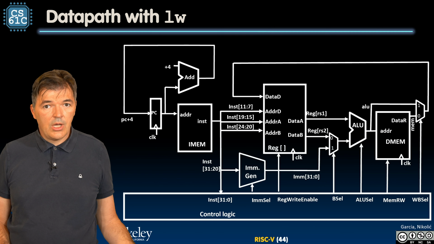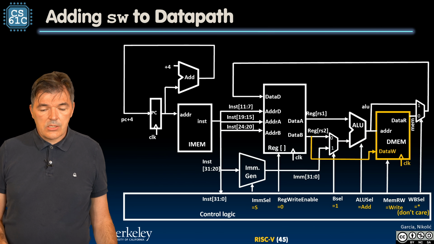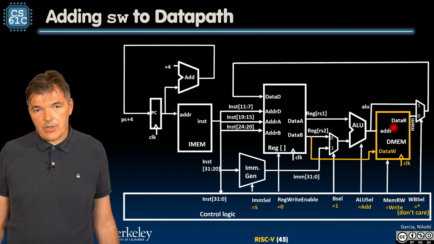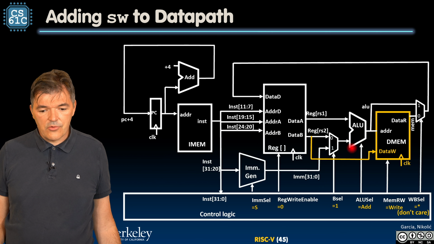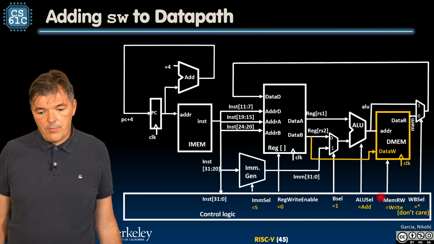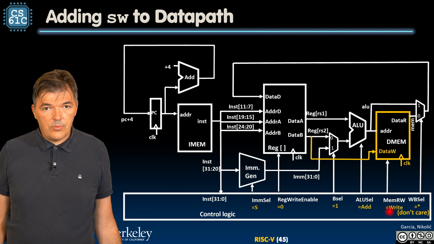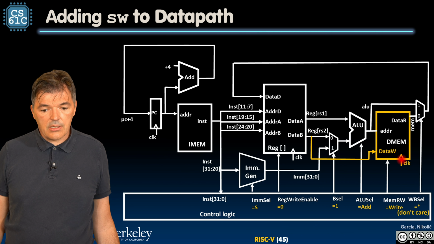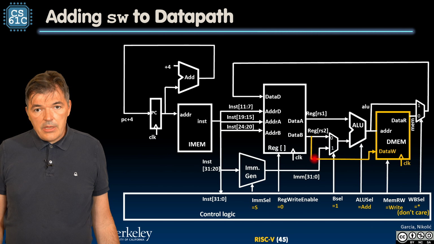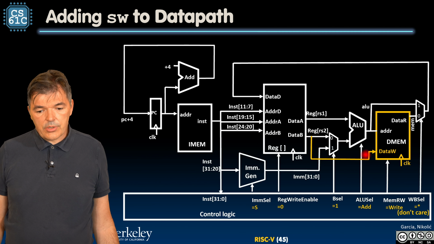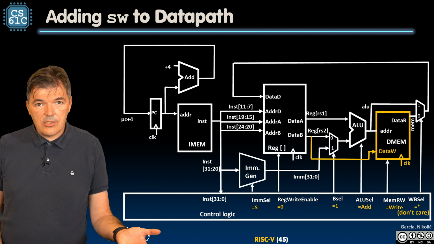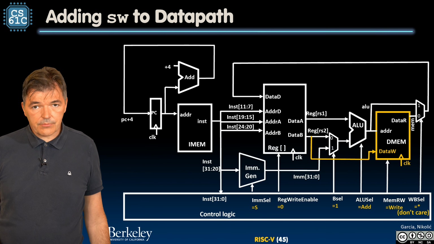Let's see what we need to do to support stores. In order to support stores, we need to modify our model of the memory such that we can write to it. So two things will happen. Our control signal, mem read write, is going to be given a value write, so we can write to the memory on the next clock tick. And we are adding another port to the memory, which is data W. This is where we are going to place the data that we would like to write into the memory.